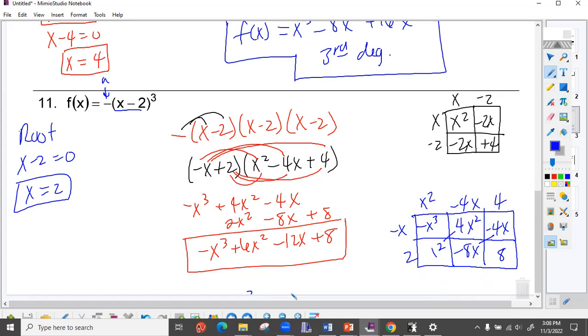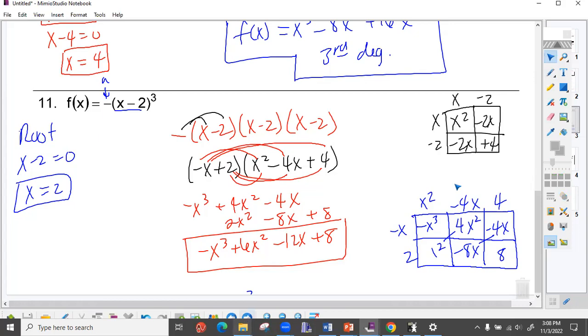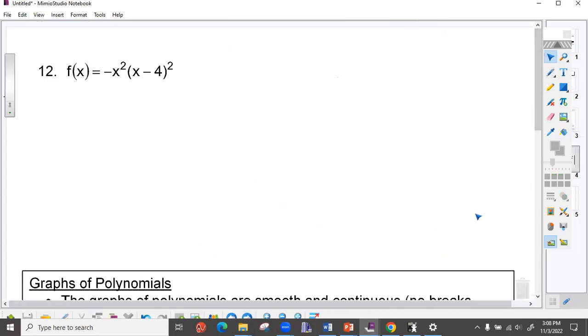All right, last one for you to try. All right, so you have f of x equals negative, what degree was that? Third degree, right? Four terms, third degree. All right, here we go. You have negative x squared times 4 minus x squared. Pick your poison and solve.